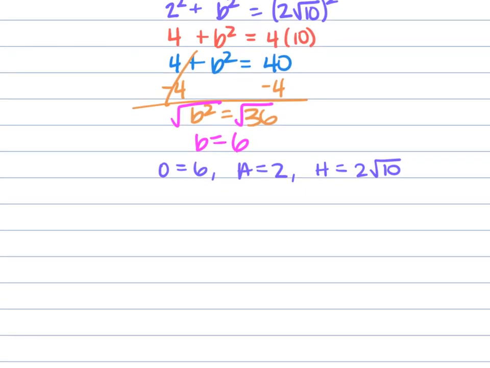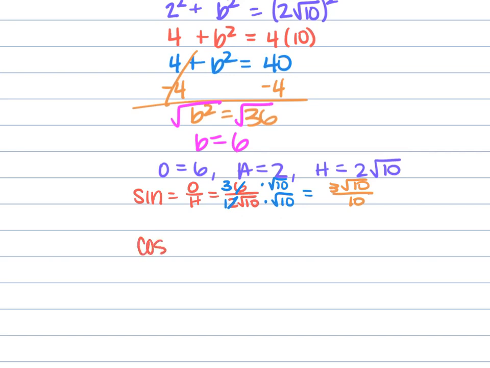All right, so our sine is opposite over hypotenuse. So that's going to be 6 over 2 square root 10. This 2 becomes a 1, this 6 becomes a 3. We rationalize this denominator, so we multiply top and bottom by the square root of 10 to give us 3 square root 10 all over 10.